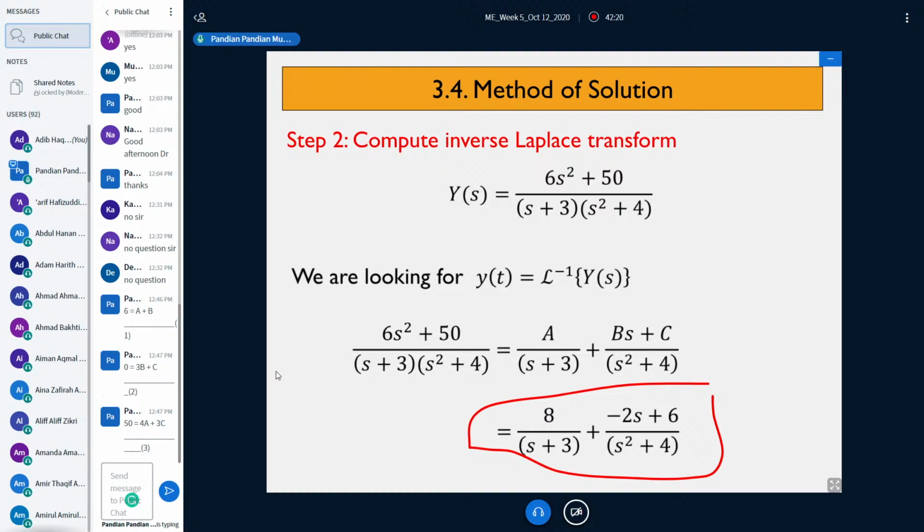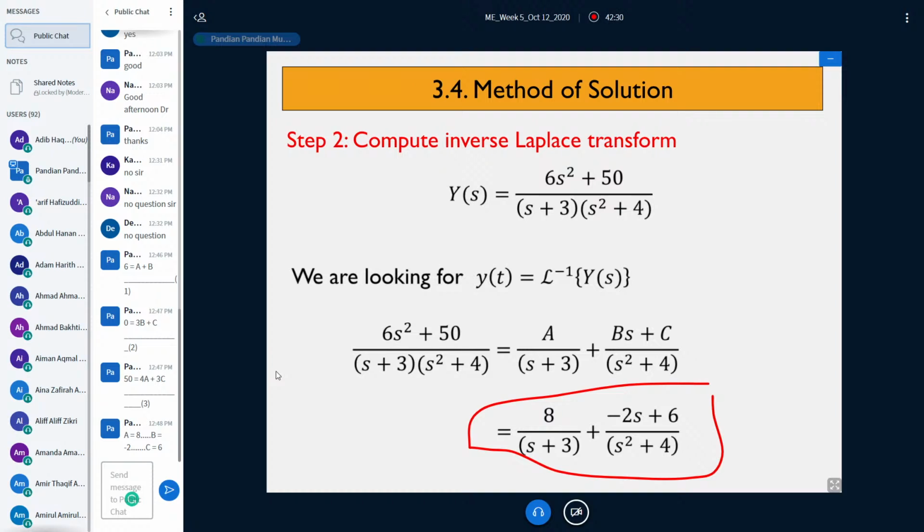Your b is minus 2. And then your c is 6. Any question, class? A is 8, B is minus 2, C is 6. Any question?